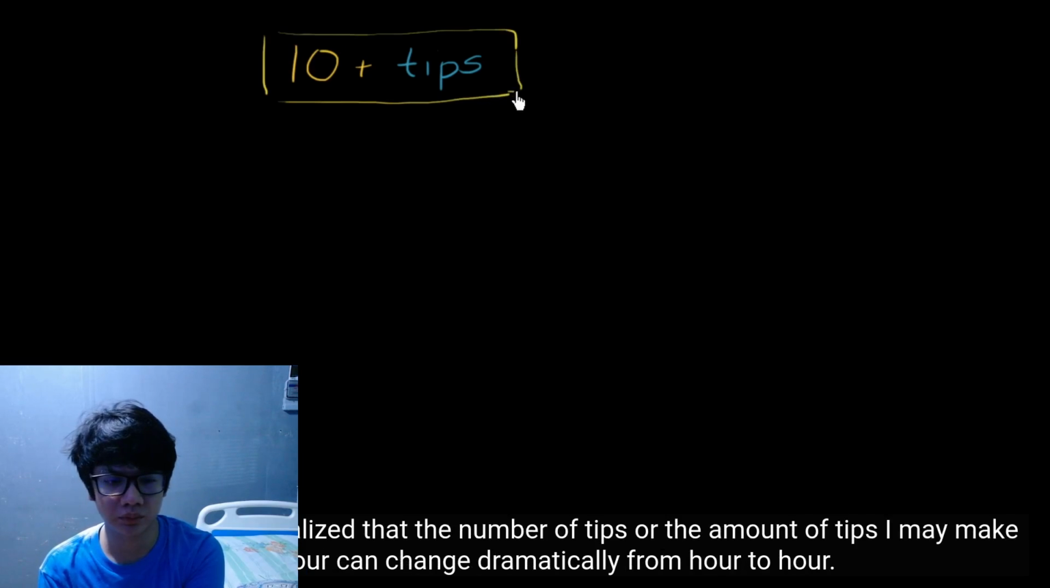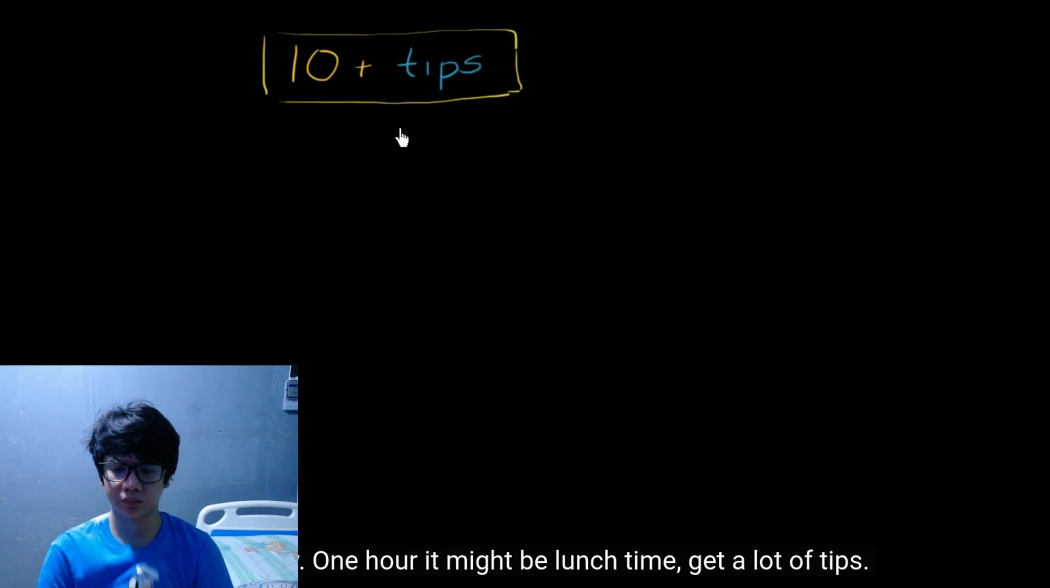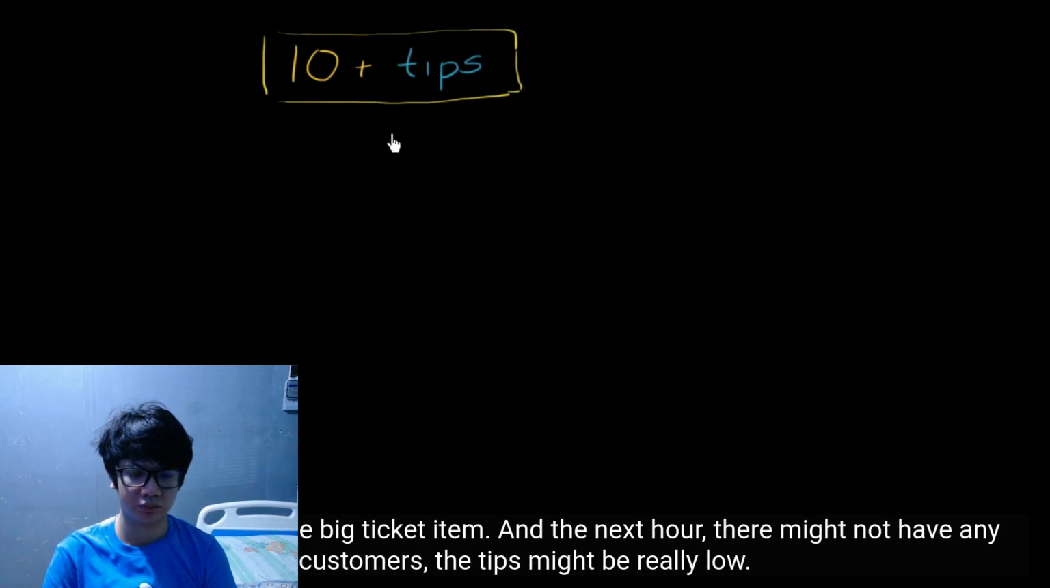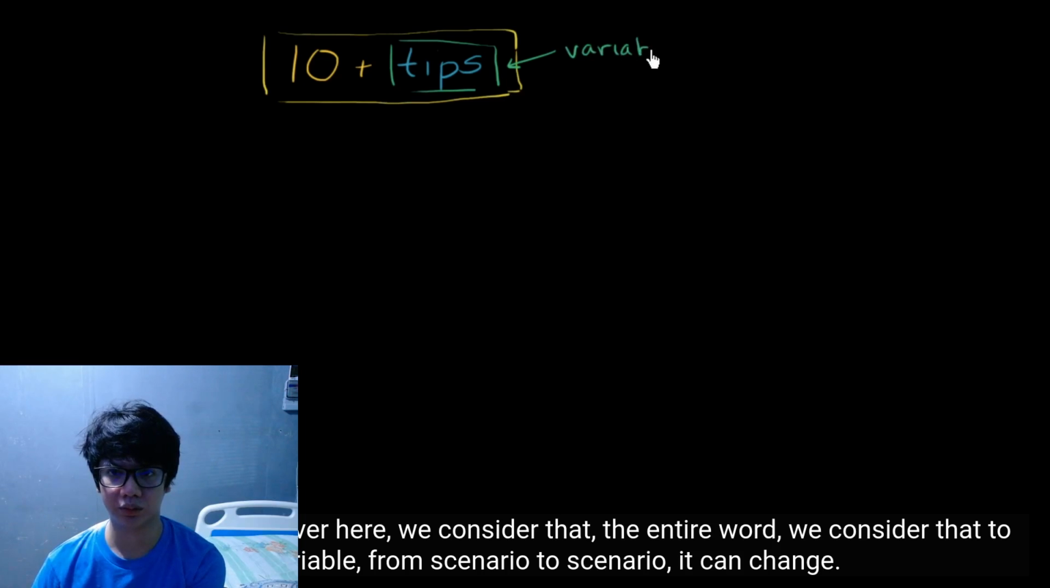Now, you might also realize that the amount of tips I might make in an hour can change dramatically from hour to hour. It can vary. 1 hour, it might be lunchtime, get a lot of tips, people might get some big ticket items. The next hour, I might not have any customers, and then my tips might be really low. So the tips part right over here, we consider that, the entire word, to be a variable. From scenario to scenario, it can change.